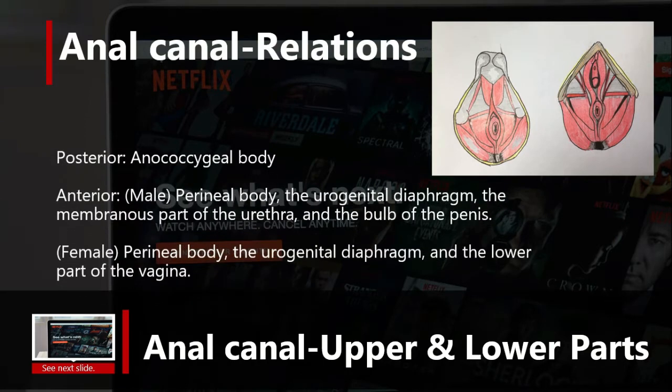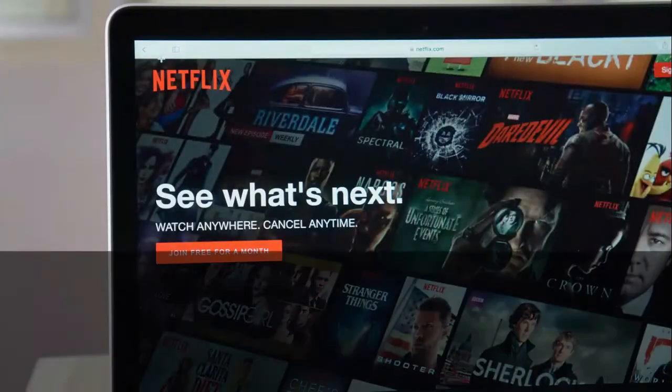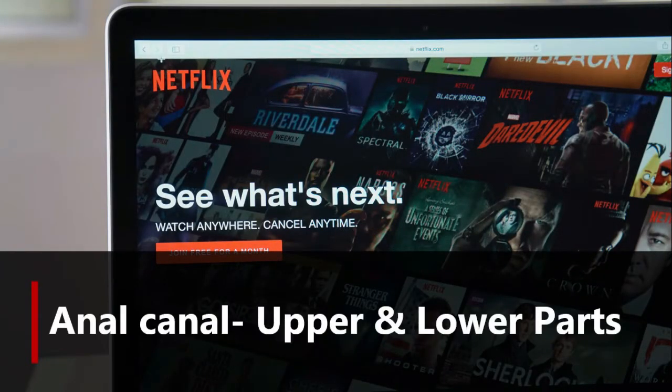Here we can see the surfaces of the male perineum and the female perineum, and they are related posteriorly in the anococcygeal body, while they differ in the anterior border because the male perineum involves the perineal body, the urogenital diaphragm, the membranous part of the urethra, and the bulb of the penis. While on the other hand, for the female, it consists of the perineal body, the urogenital diaphragm, and the lower part of the vagina. Next is the anal canal for the upper and lower parts.